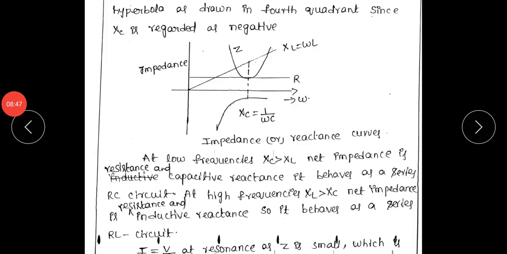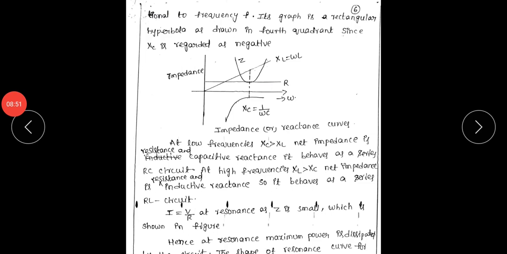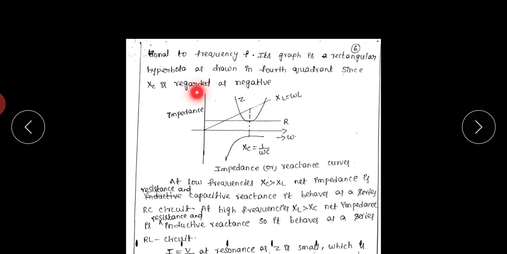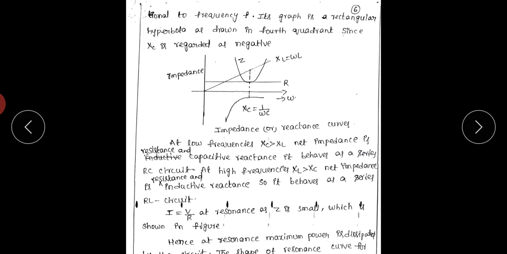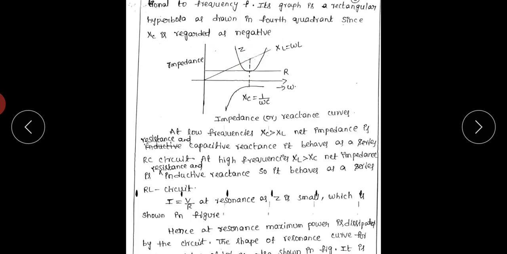These are the reactance curves of the series RLC circuit. This line indicates the resistance variation with respect to frequency. Generally the resistance is independent of frequency, so this is the resistance line. Next, this is the inductive reactance. The inductive reactance is directly proportional to frequency, so by increasing frequency, the reactance also increases. A straight line passing through the origin.